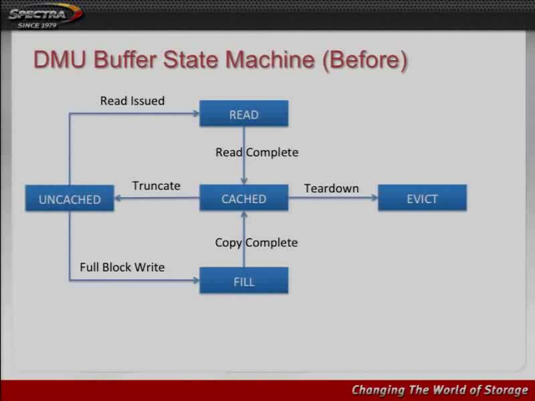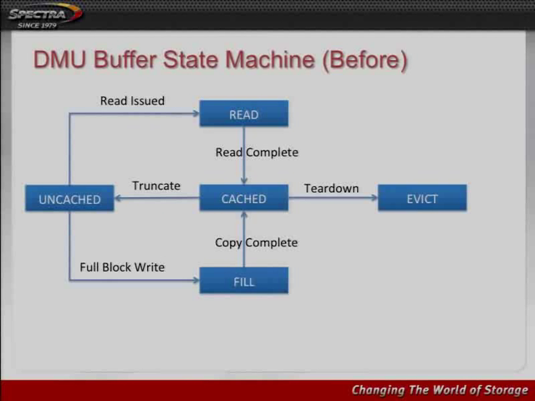If you're a filler and you've said that I'm going to completely replace the block, you basically return immediately, and you mark the dbuf as being in the fill state. You return to the writer, you finish your write, and then you say, I'm done writing, and that transitions you to the cache state. Sometime later, when there's nobody actively modifying the record, you'll evict the dbuf, the DMU buffer, and go to the evict state, and then tear everything down, and the thing disappears.